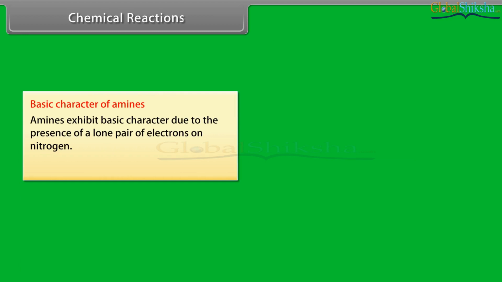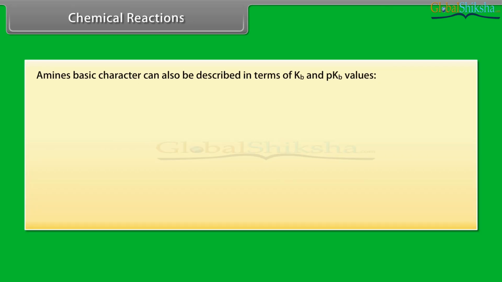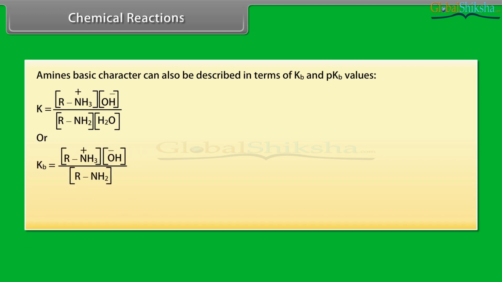Basic character of amines. Amines exhibit basic character due to the presence of a lone pair of electrons on nitrogen. They are stronger bases than water and are therefore protonated by water in their aqueous solutions. Amines' basic character can also be described in terms of Kb and pKb values. The value of Kb can be written as given, from which the value of Kb can be inferred. Now pKb is equal to the negative logarithm of Kb. Greater Kb value or smaller pKb indicates a stronger base.